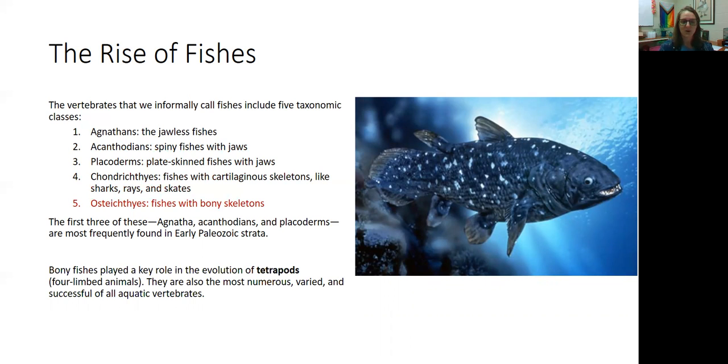And these were arguably some of the most successful, and they also allowed for the evolution of tetrapods, which are 4-limbed animals like us, right? So when you look at your arms and your legs, when you trace that back through the phylogenetic tree, through the family tree, through the evolutionary tree, you'll eventually make your way back to fishes with bony skeletons.